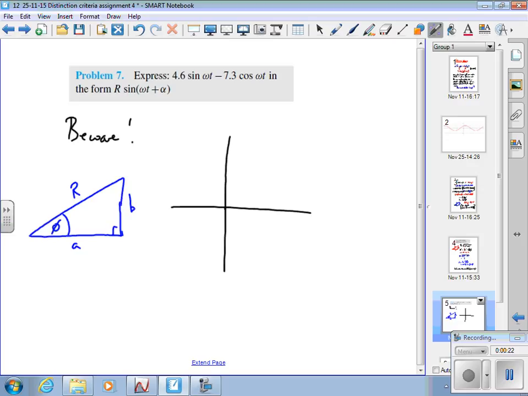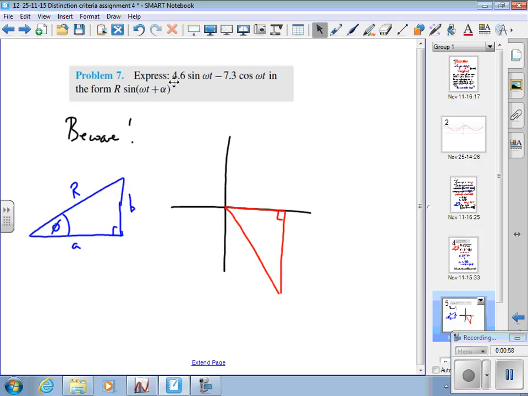But this time we have a situation where A is positive, and this is taken to be the positive axis, isn't it? So A is along here, 4.6, but B is negative, so B means we're going down here, 7.3, which means when we draw our right-angled triangle, we're going to end up with something like this. And so if I'm now putting my R in, R is going to be down here. So the signs make a big difference as to where my right-angled triangle effectively is.